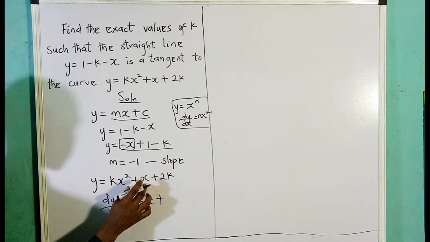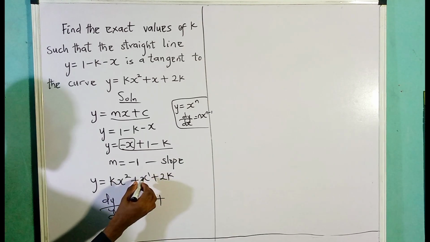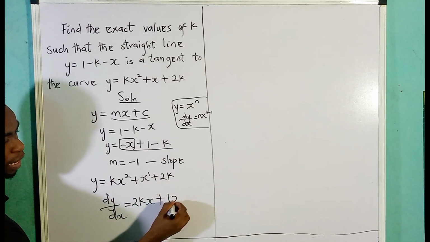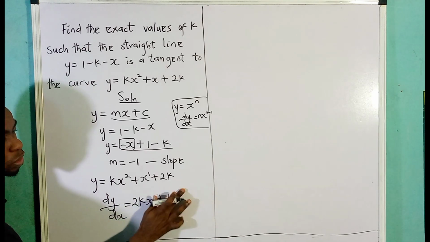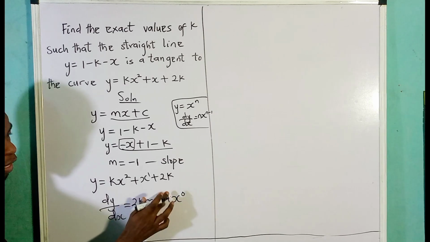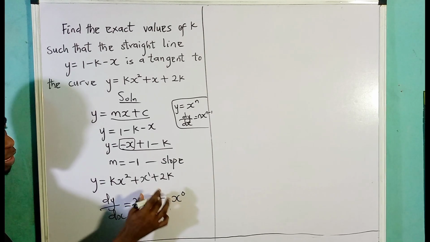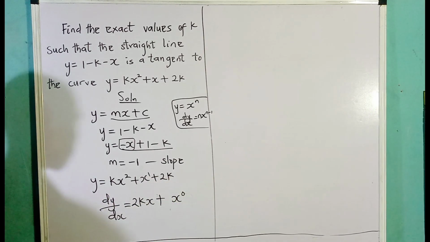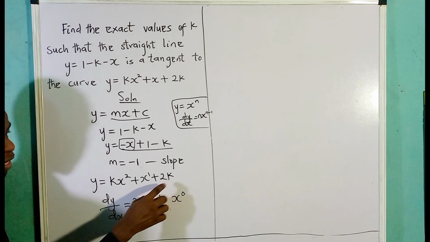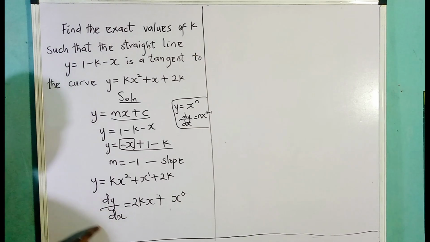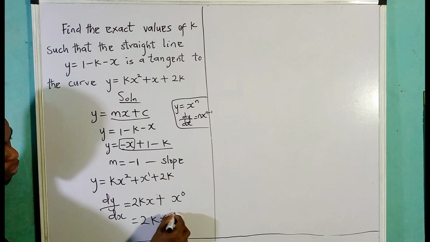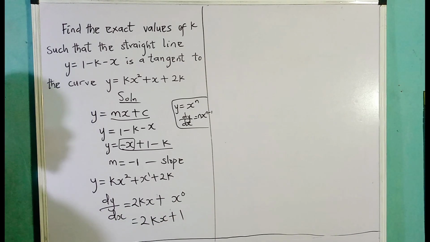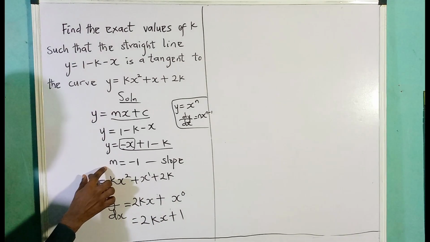Plus, if you differentiate x, the power is just 1. So it becomes 1 times x raised to power 1 minus 1, right? 1 minus 1 is 0, and there's no need to write 1 here. Then plus 2k. Now when you differentiate a constant term, it's going to return 0. So everything here is going to be 0. So let me rewrite this: 2kx, anything to the power of 0 is 1, so plus 1. So I have this slope.